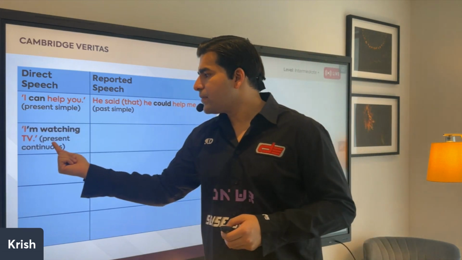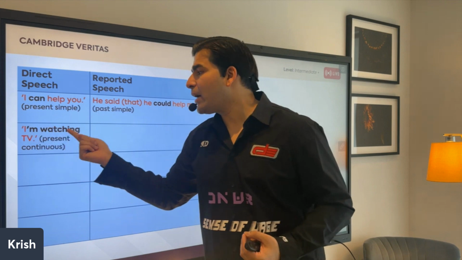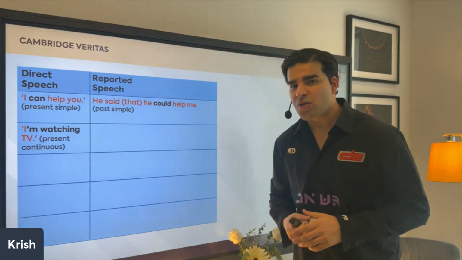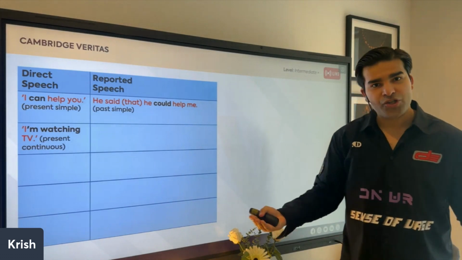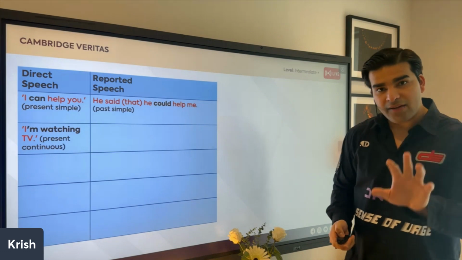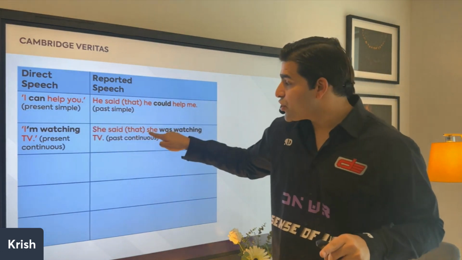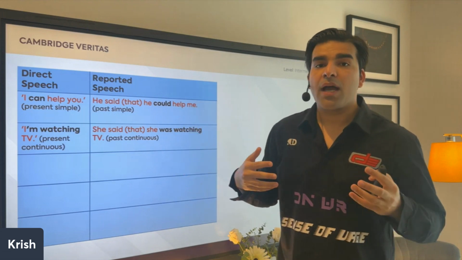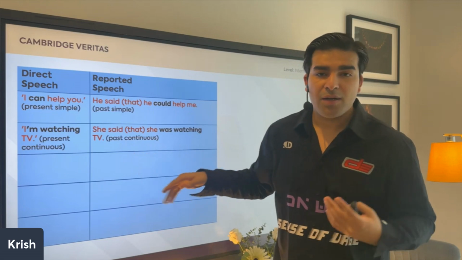Let's have a look at another example. This time, this sentence is in ing form. I am watching TV. Now, I want to ask you, what is the past of I am watching? Was watching? Correct? That's exactly what is happening here. In reported speech, it becomes she said that she was watching TV. And what tense is it? Simply past continuous or past progressive.